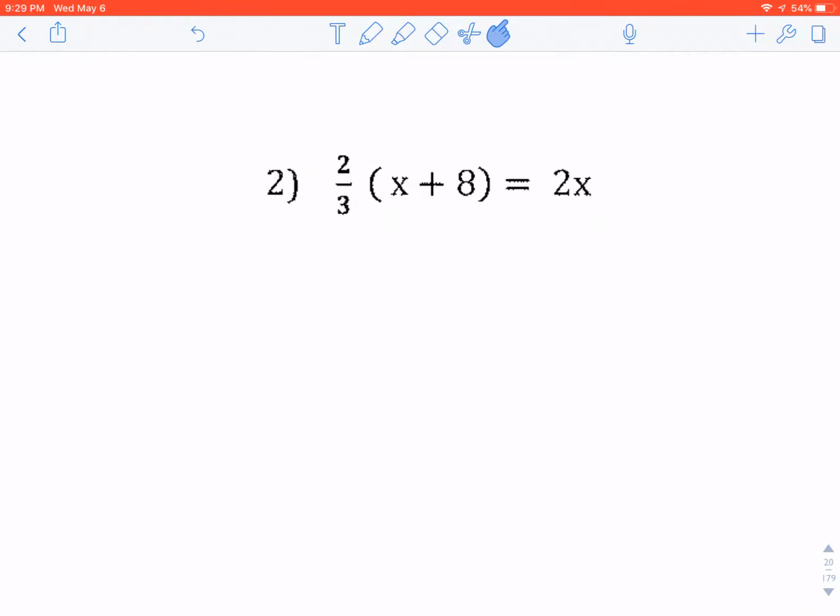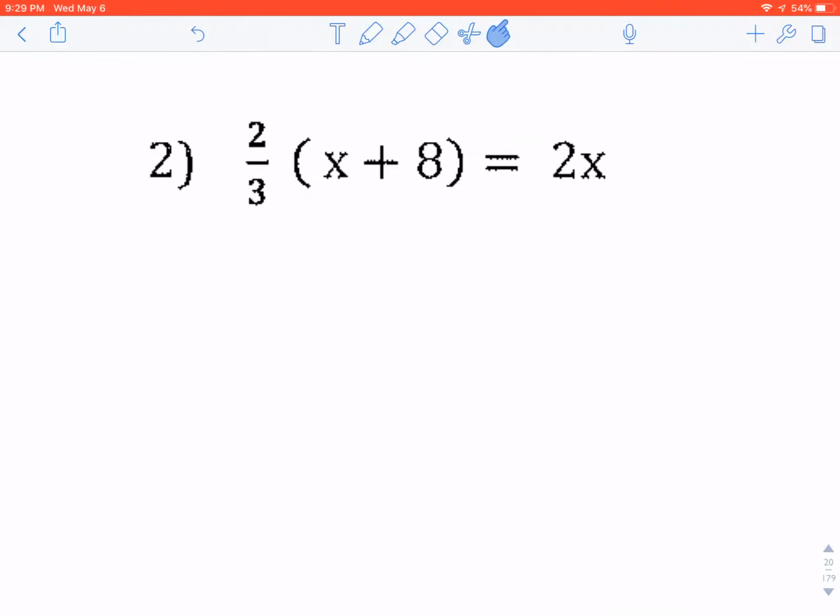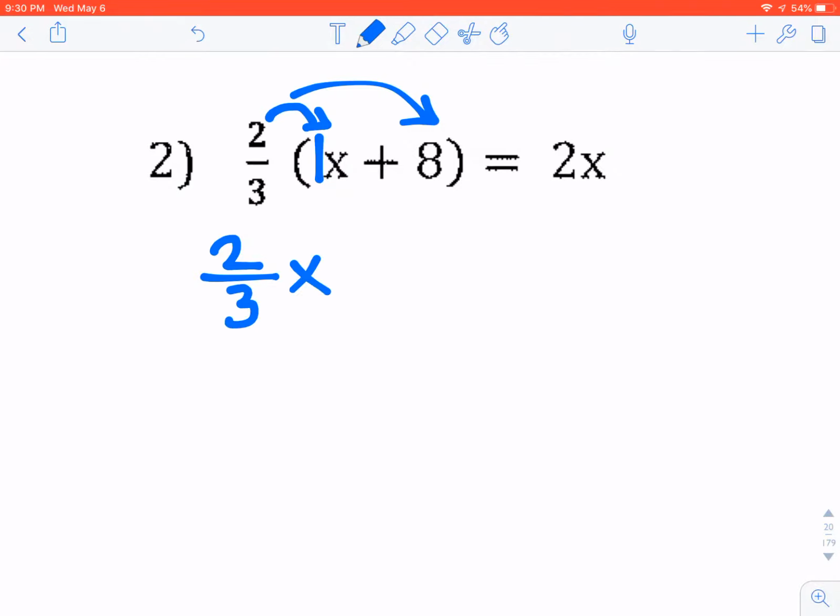All right, number 2. So now this one's good. There are parentheses and a fraction that we're going to take care of. Make sure that you have your calculator out. The first thing you want to do is clear parentheses. To clear parentheses, you are multiplying, or distributing, I should say, what's in front of the parenthesis. So 2/3 times, there's a 1 in front of the x. 2/3 times 1x gives us 2/3 x.